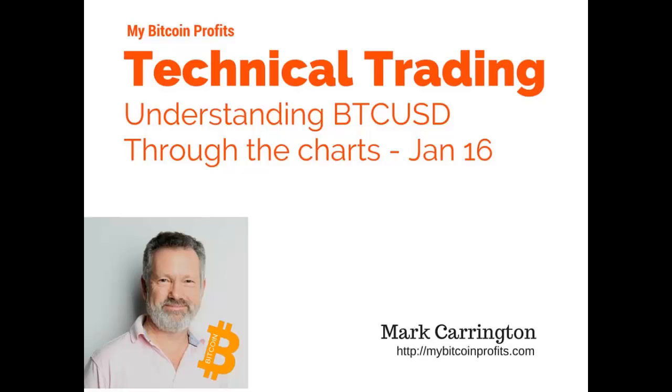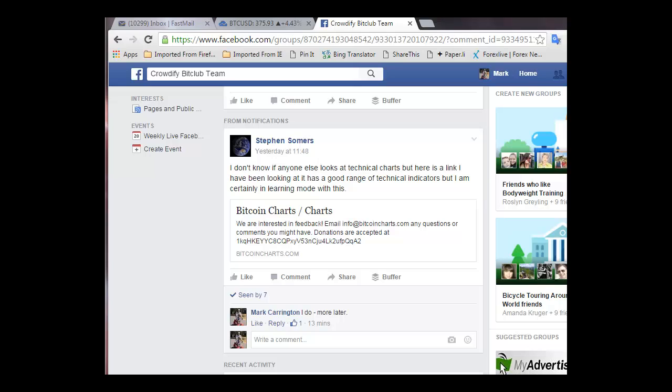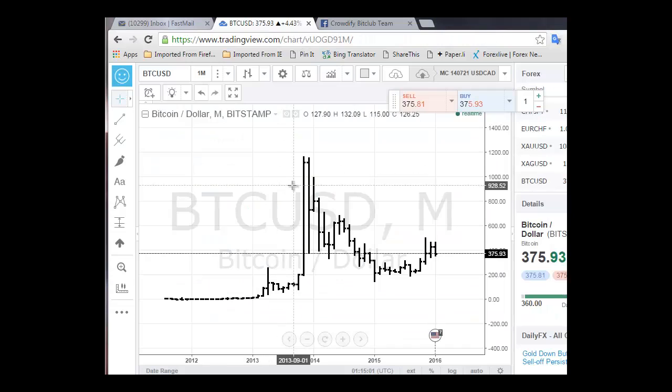I was asked a question by Stephen Summers. The question you can see there is, who looks at technical charts with relationship to Bitcoin? And I said I would promise to have a look and do something about that. So here we go. This is an off the top, go with the flow view on the Bitcoin market as shown by the charts. So I'll start with the charts.